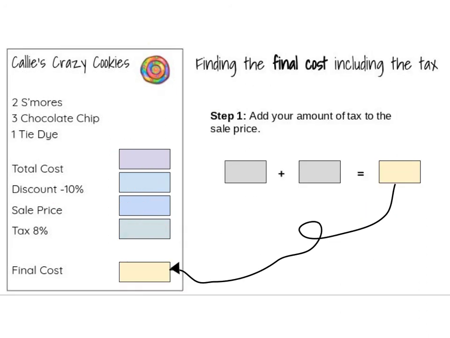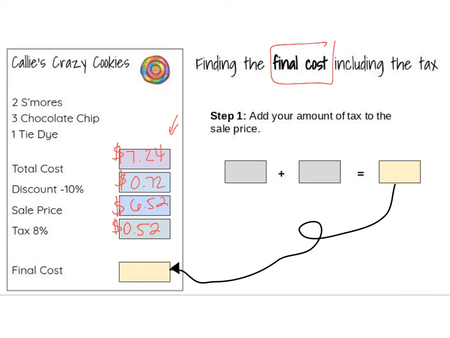Finding the final cost, including the tax. I'm going to just take a minute and fill these in. You guys should just be retyping them in each time. Okay, so I just filled it in. Again, you're just retyping everything in: 7.24, 72 cents, 6.52, and 52 cents. So final cost, including the tax. So this is your final cost.